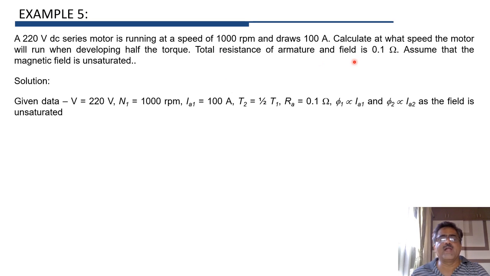Total resistance of armature and field is 0.1 ohm. Means Ra plus Rse, it is equal to 0.1 ohm. Assume that the magnetic field is unsaturated. So before saturation, the flux produced is proportional to current flowing through the field winding. Now in this case, field current is same as armature current because armature and field are connected in series as it is a series motor, and therefore flux produced is proportional to the current flowing through armature. Therefore here phi1 will be proportional to Ia1 and phi2 will be proportional to Ia2 because the field is unsaturated. After saturation, this relation is not true because after saturation, flux will remain constant.